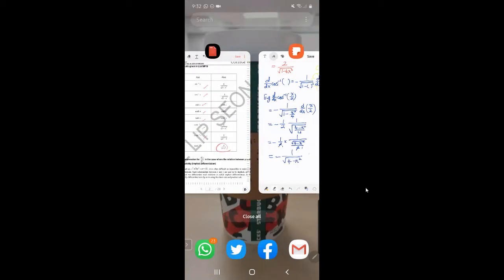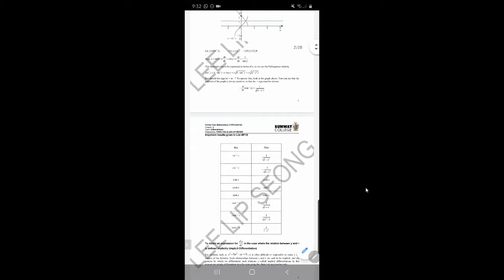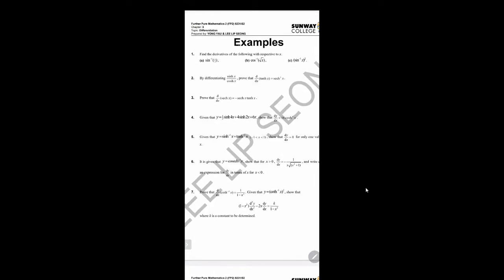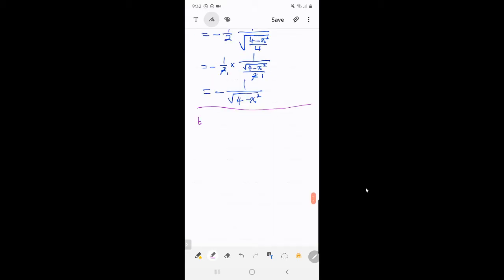Okay. So we come back to this. Let's look at the example. Example number 1. Find the derivatives of the following with respect to x. There is no 'respective' in this case, just cancel that. So we do number 1A. We are required to differentiate sine inverse of x over 3.